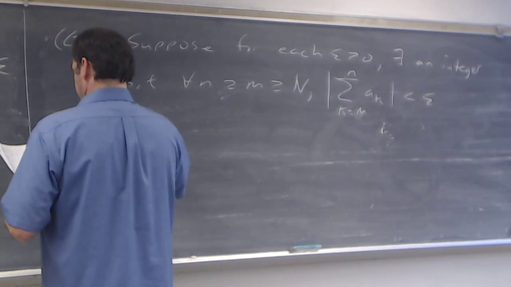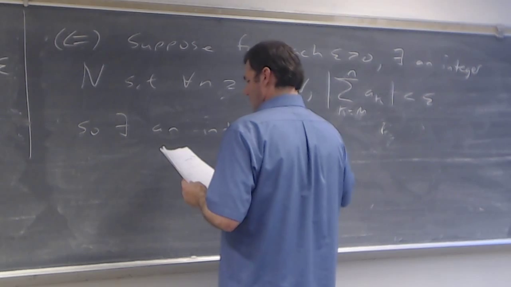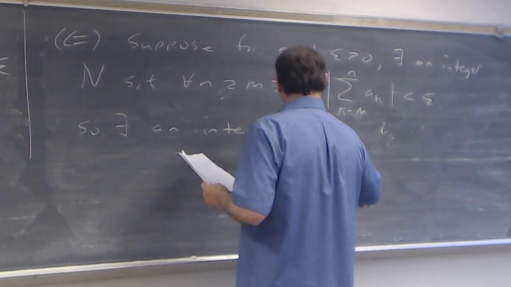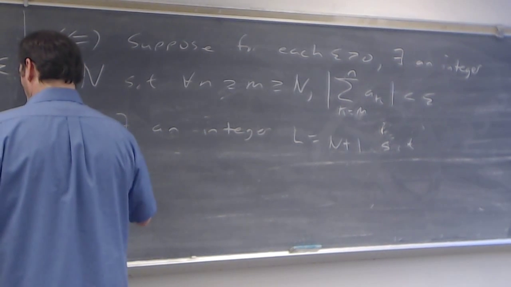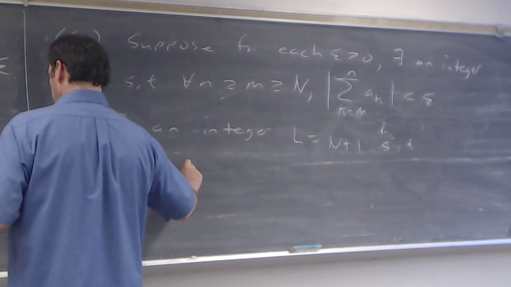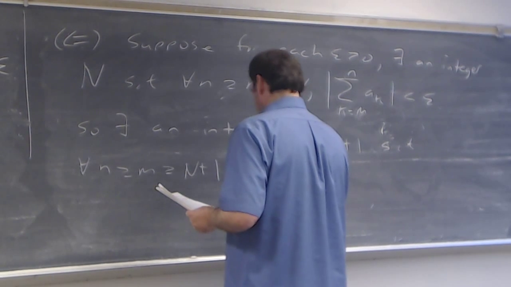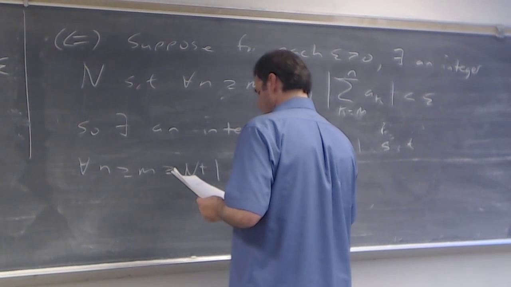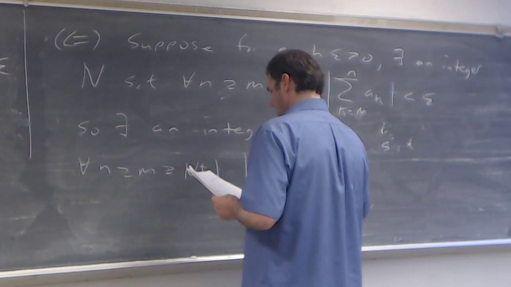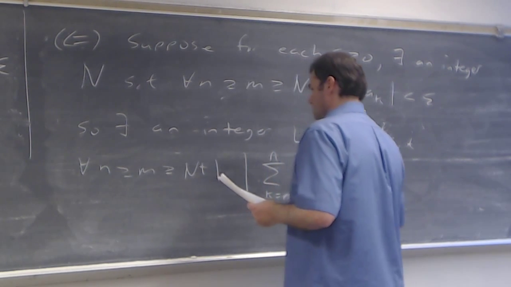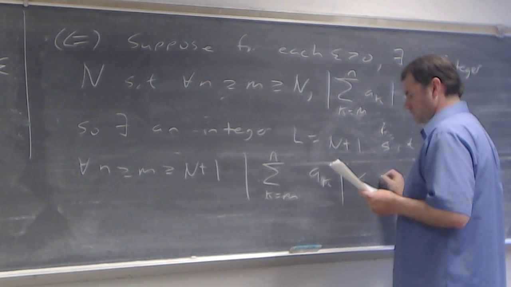So what we'll say is there exists an integer, we'll call it L, equal to N plus 1, such that for all n bigger than or equal to m, bigger than or equal to N plus 1, the sum as k runs from m up to n of a sub k will be less than epsilon.